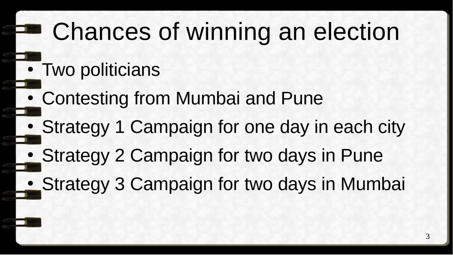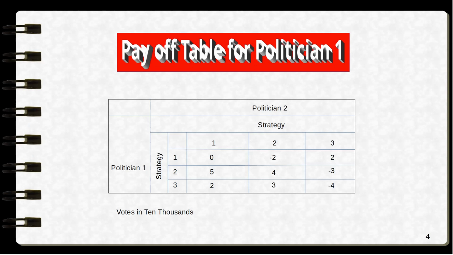So strategy one is to campaign for one day in each city. That is, either of the two politicians campaigns for one day in each city. Strategy two is that they campaign for 2 days in Pune, and strategy three is that they campaign for 2 days in Mumbai. Now, it goes without saying that they have just 2 days at their disposal. So there are obviously people who do research on what the political mood is and how the elections would swing.